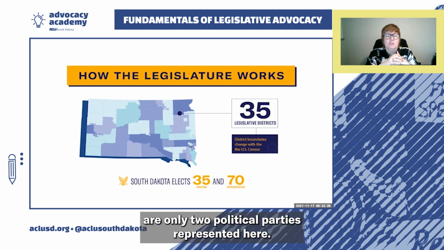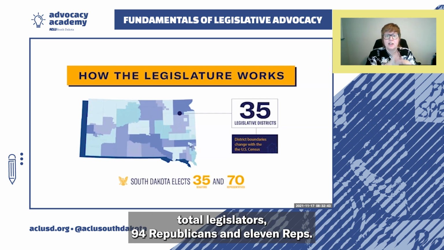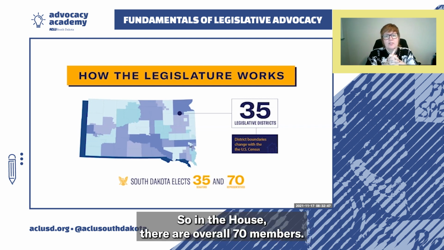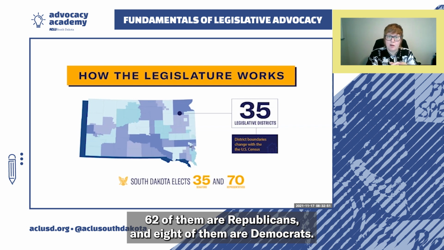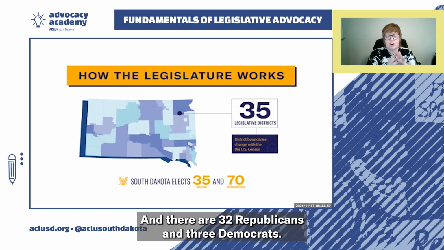Right now, there are only 2 political parties represented in here. That's Republicans and Democrats. And of 105 total legislators, 94 are Republicans and 11 are Democrats. So in the House, there are overall 70 members. 62 of them are Republicans and 8 of them are Democrats. And in the Senate, that's 35 members. And there are 32 Republicans and 3 Democrats.